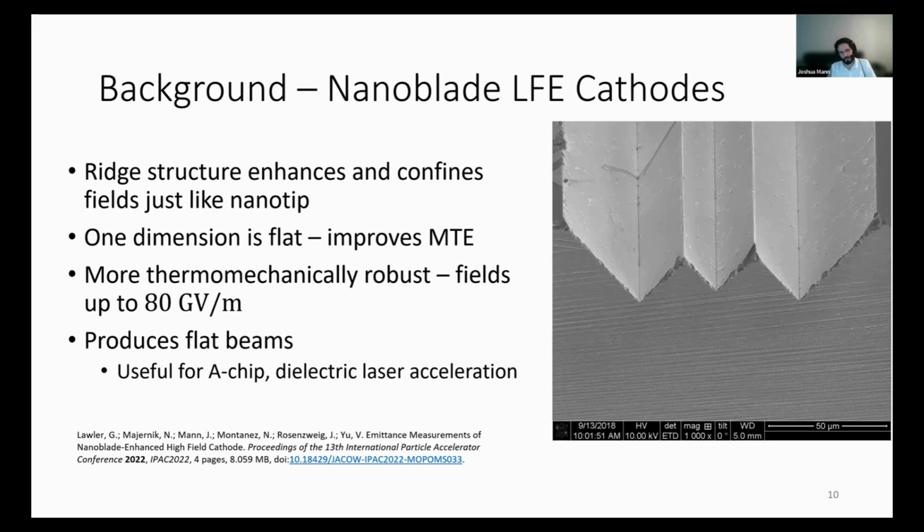Lastly, this is more of a quirk than a feature, but maybe it is a feature depending on what you want. These produce flat beams. And by flat, I mean that one transverse dimension of your beam is much larger than the other transverse dimension. And so this could be useful for accelerator on a chip or dielectric laser acceleration. But if you don't want a flat beam, then you can just do some accelerator physics manipulation further down the beam line and turn it into a round beam.